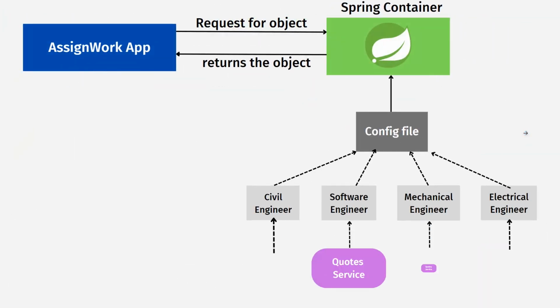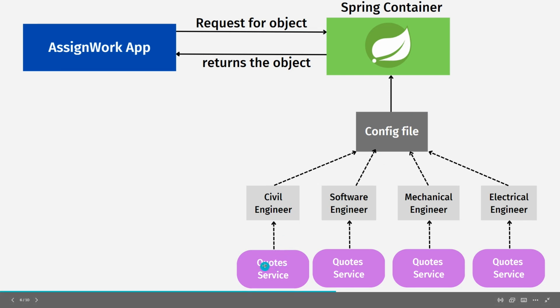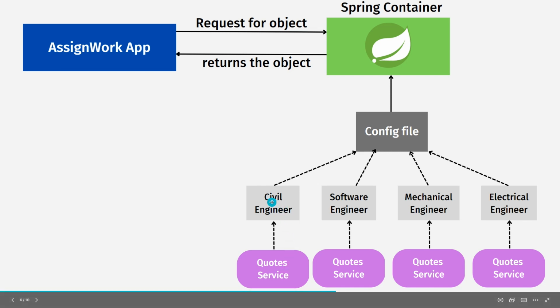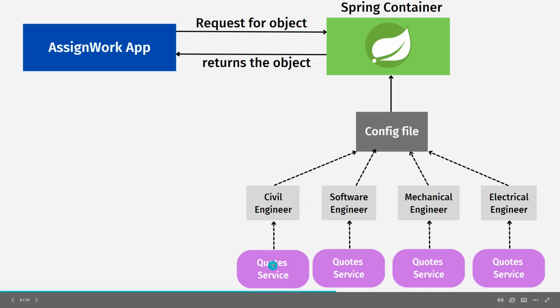Let us go to the next slide, where we will discuss what that actual dependency is. This diagram gives us a particular example which we will implement in the next lecture. We have engineers, like civil engineer and software engineer, and every engineer is using this dependency, the quote service. What the quote service does is give you quotes on a daily basis, like motivational quotes. So our engineer implementation classes have this dependency with them.